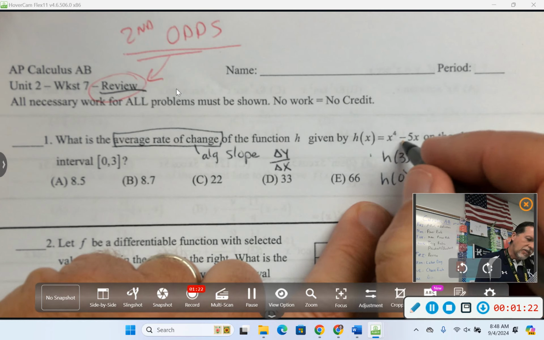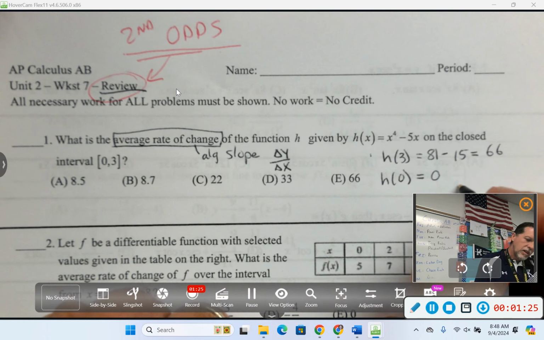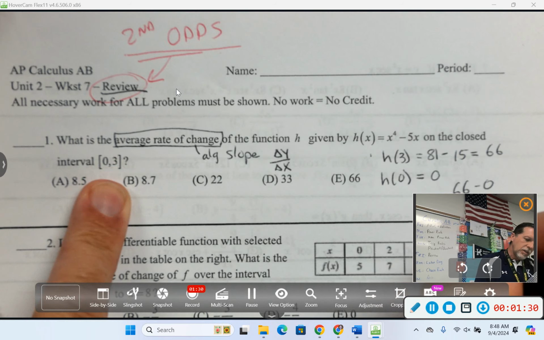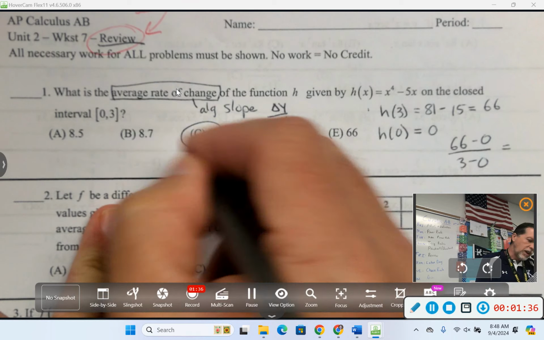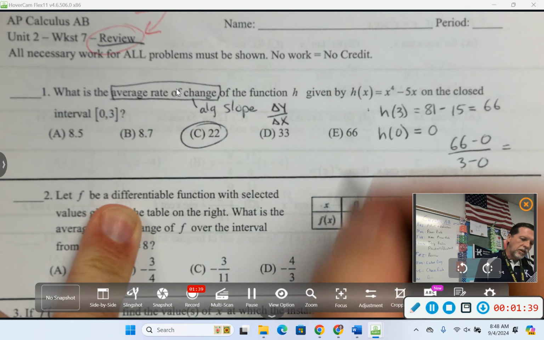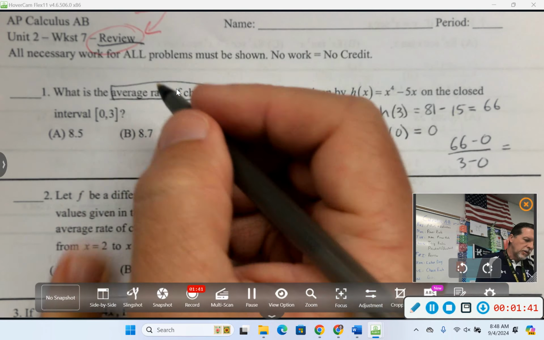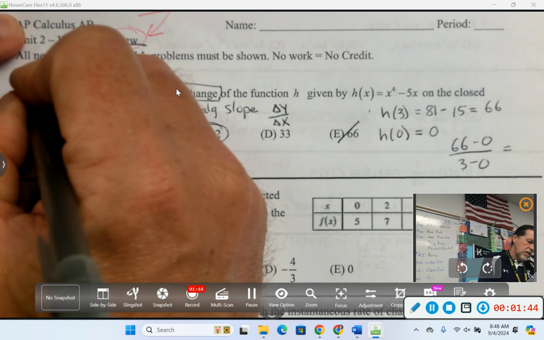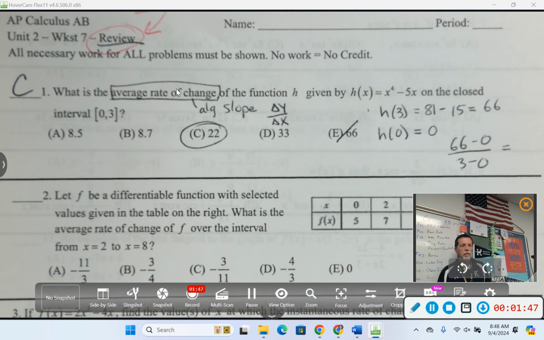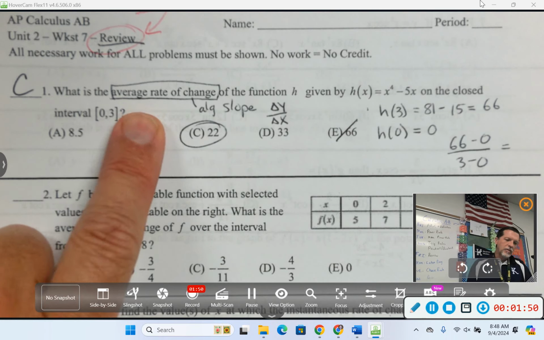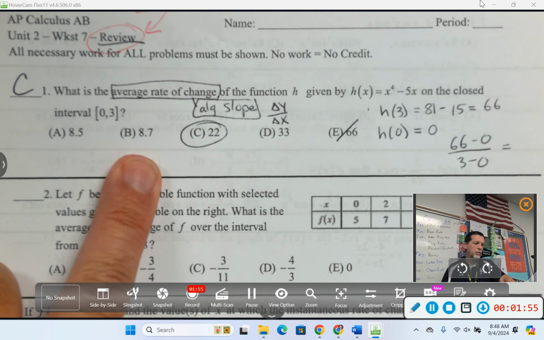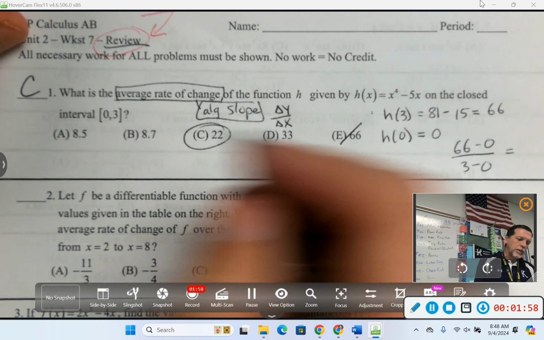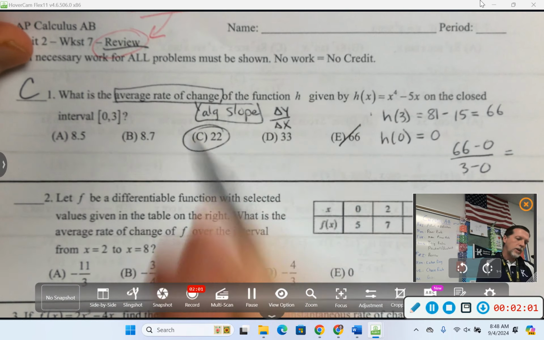Yes. H of 0, well, there's an easy one, is 0. So 66 minus 0 over 3 minus 0 would be 66 over 3, also known as 22. And you can see where the 66 came from. I don't know where those other things came from. So answer choice C. Main point of that one, though, was average rate of change means algebra slope. Don't take a derivative. I wonder if that's what some of those answers are, if you take a derivative. But that would be an instantaneous rate of change as opposed to an average rate of change.